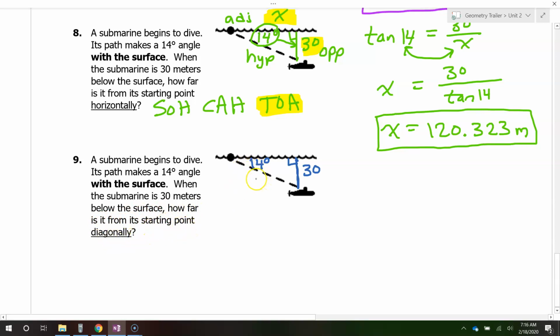So this time we are finding this diagonal distance, so be careful. So this is the hypotenuse because it is across from the 90-degree angle. If we circle the angle that we are given and draw an arrow, that tells us that this is the opposite side and the other side is the adjacent side. So we write Sohcahtoa.